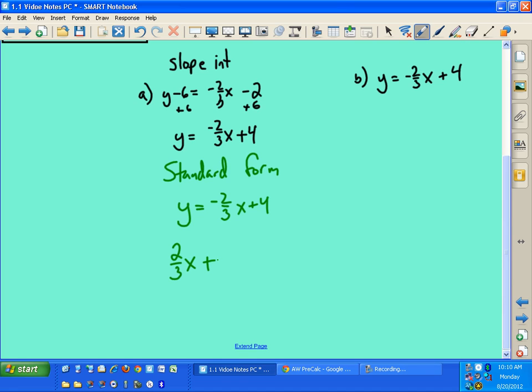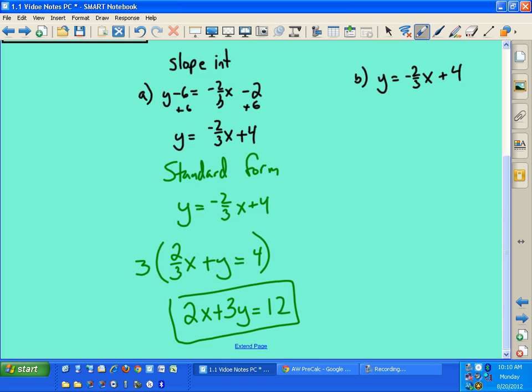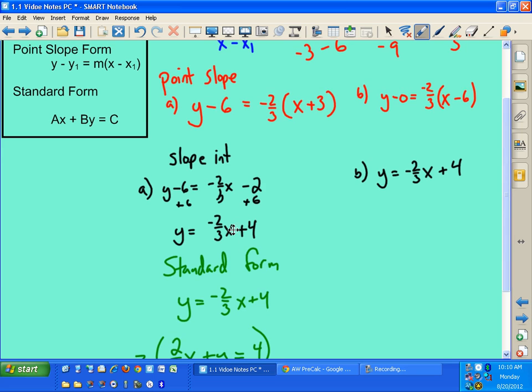So my final step to get it into standard form is to get rid of the fraction, and that would be to multiply the whole equation times 3. That will remove the fraction, which will give me 2x plus 3y equals 12. So this is standard form, and remember, standard form is good for graphing the intercepts where it crosses the x and y axis. Slope-intercept is a good way, we're used to graphing it, and point-slope is probably the quickest way to get the equation of the line.